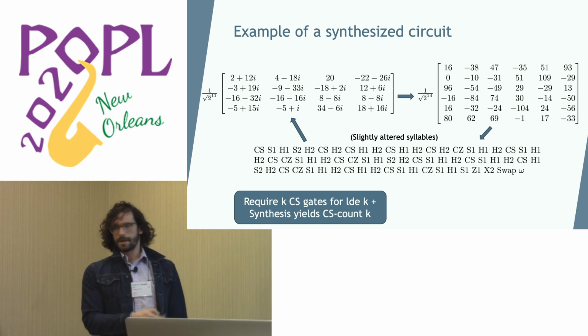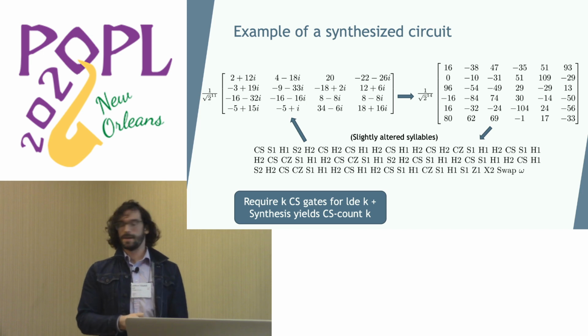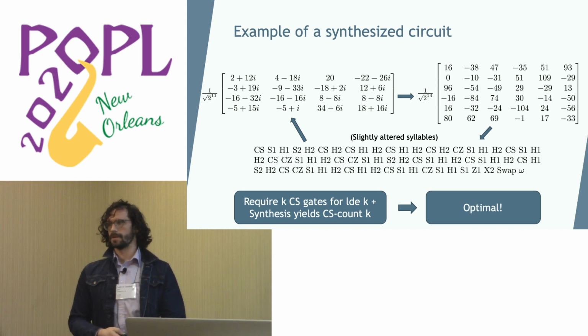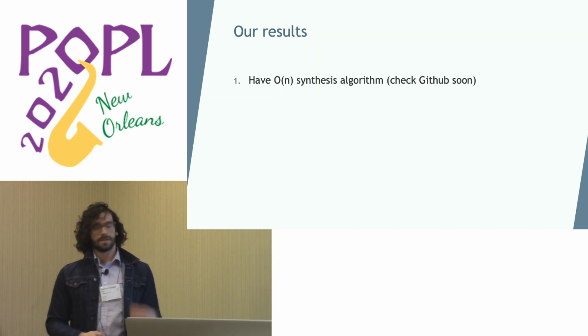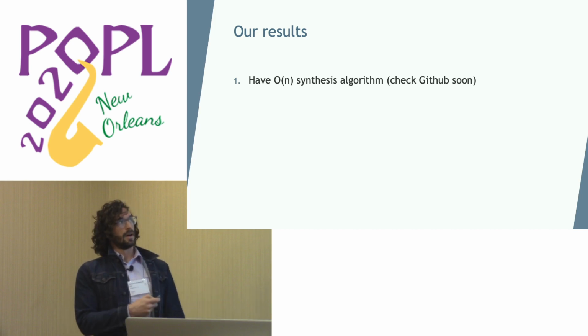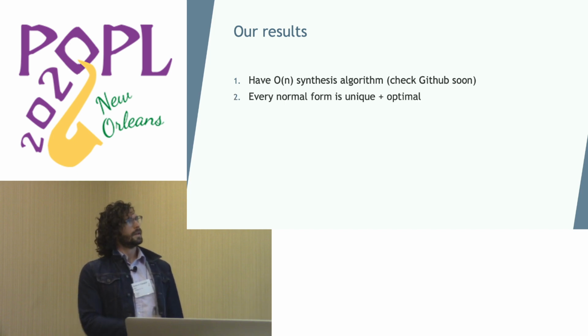And the spit out operator here contains exactly k CS gates. And so that implies that we actually have an optimal normal form over this gate set. So in conclusion, the results we derived here are that we have this synthesis algorithm, which is linear in the number of gates. I'll actually end up posting some code to GitHub so you can check that out.